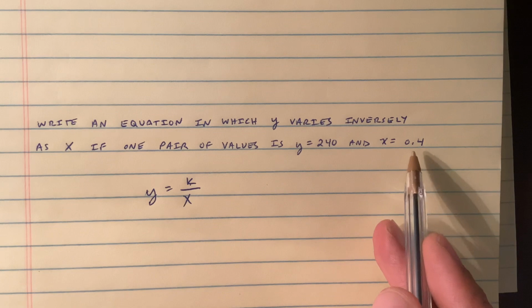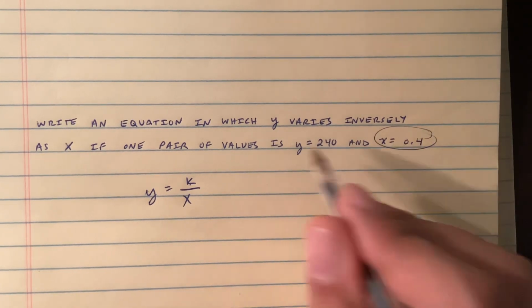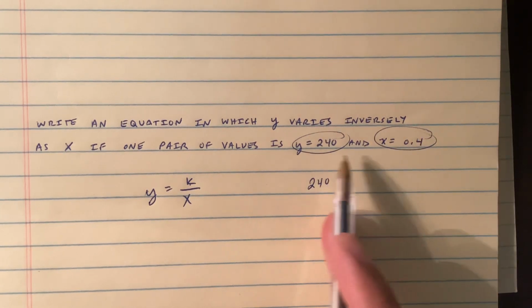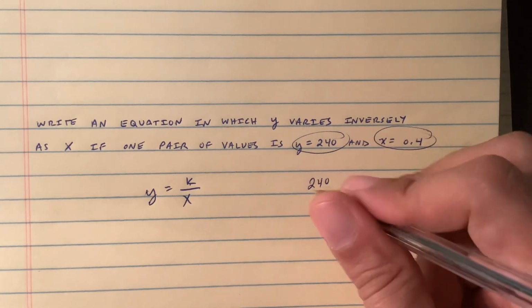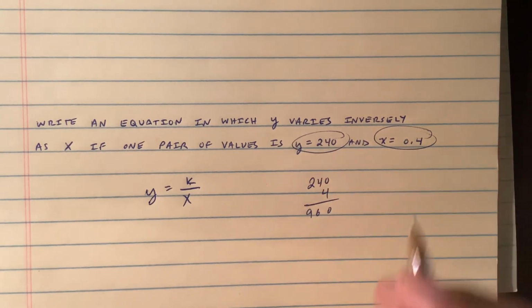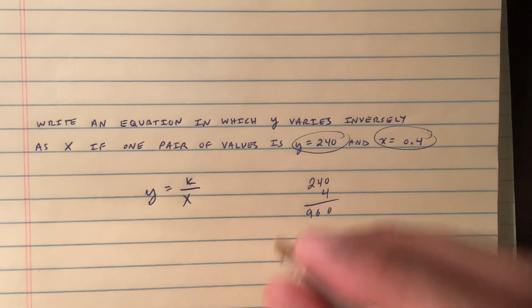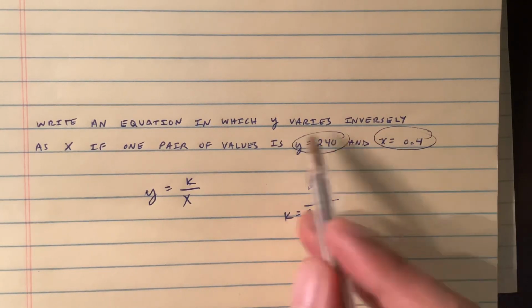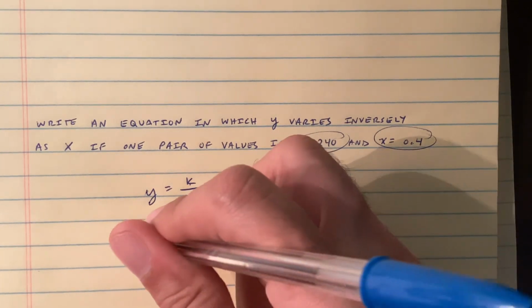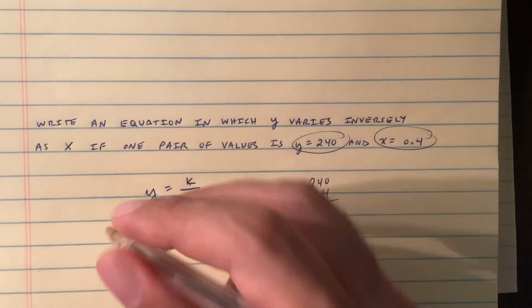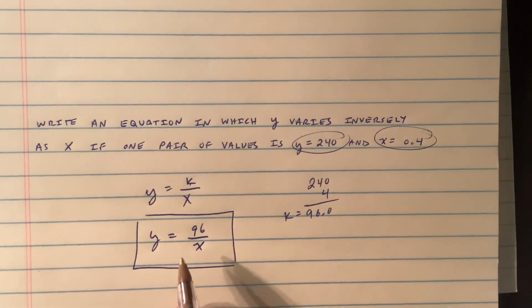So 240 times 0.4, because 0.4 is the input and 240 is the output. To do some mental math, I'm going to pretend that this is 4 and not 0.4 for the moment. We get 960, but then we move the decimal place 1 to the left, so we get 96. This is our k. Input times output is equal to the constant. So our equation for the variation is y is equal to 96 divided by x.